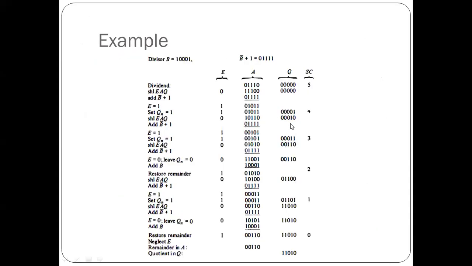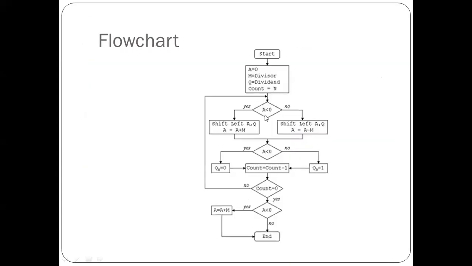So let us come to the flow chart. In the non-restoring method, if both the divisor and dividend are the same size, then M will be the divisor, which earlier we took as B. Here B is similar to M, and Q is the dividend. Actually, A and Q form the total dividend if it is double the size.